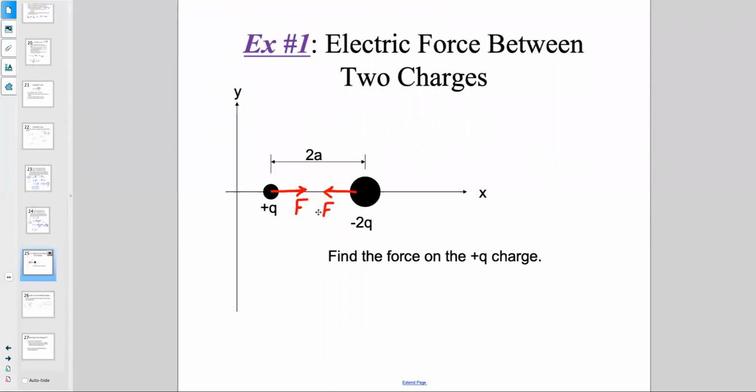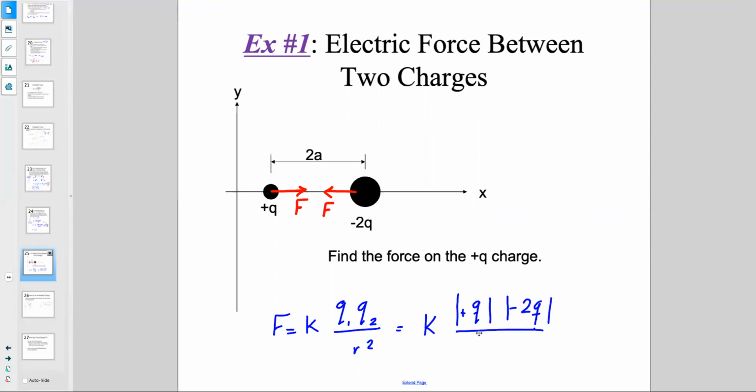Okay. These forces are equal. They are action-reactions. They have equal magnitude. So if you find one, in fact, you have found the second one because they are the same. So this F is k q1 q2 over r squared. Okay. So k, q1 is positive q. Q2 is negative 2q. Okay. And r squared is 2a squared.